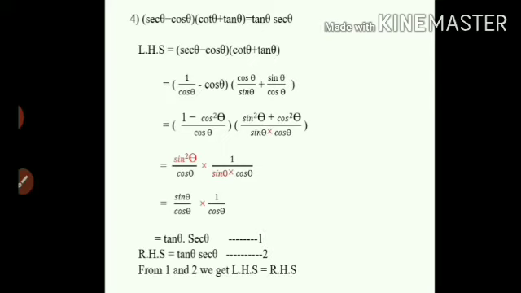We have 1 upon sin theta, so this sin theta and sin theta get cancelled. What is left is sin theta upon cos theta multiplied by 1 upon cos theta. Now we again know sin theta divided by cos theta will give me tan theta, and 1 upon cos theta is equal to sec theta. That is my statement number 1. And RHS is what? RHS is given as tan theta into sec theta. That means from 1 and 2 we get LHS is equal to RHS. So hence it is proved.